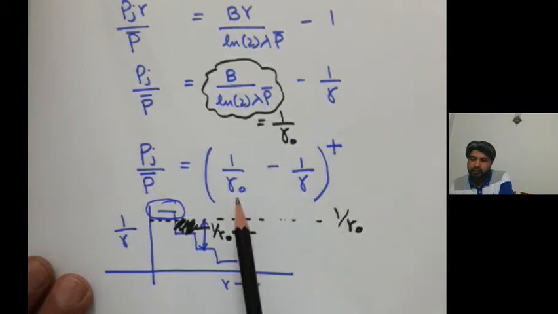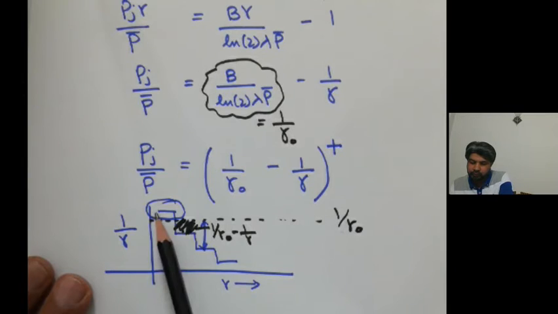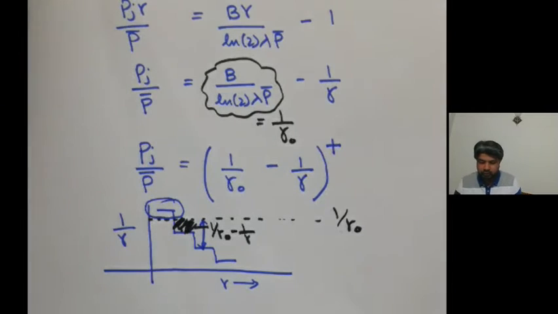So 1 over gamma naught minus 1 over gamma, by the way, this is 1 over gamma, would give you the total power allocated when the channel is in the jth state. And if your channel is so bad that 1 over gamma is greater than 1 over gamma naught, then you would not put any power in the channel at all. So now we will try to compute 1 over gamma naught.